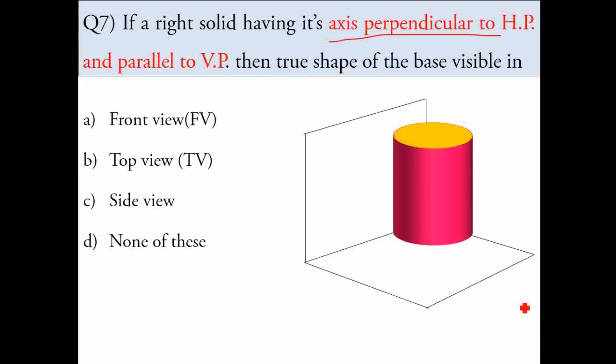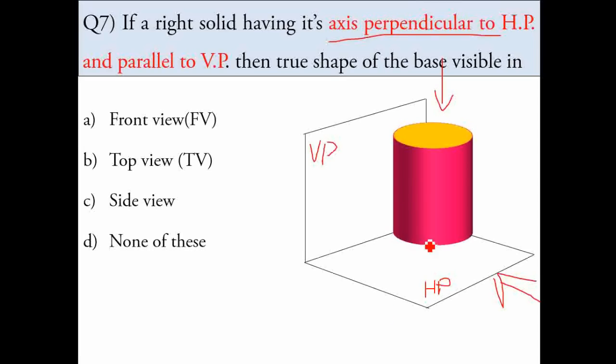Now, suppose we observe from the front view direction. The image will be created on the vertical plane, and when we observe it from the top view, its image is created on the horizontal plane. So they have asked in which view the true shape of the base is visible.